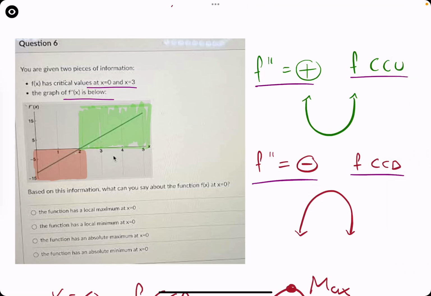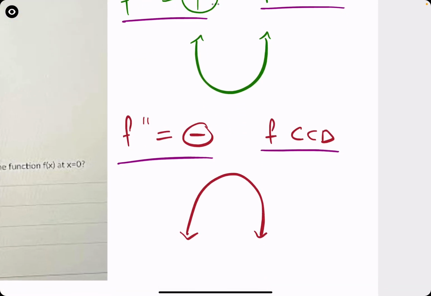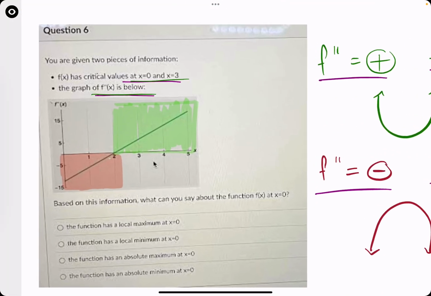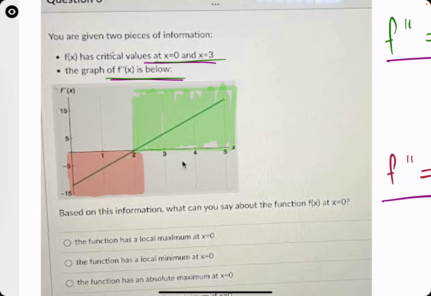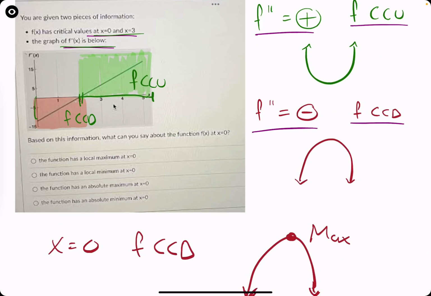Alrighty, so in this problem they say f has critical values at 0 and 3, and the graph of f double prime is shown. We know that when f double prime is positive, f is concave up. When f double prime is negative, f is concave down. Which means, on this graph, wherever f double prime or the y values are positive, that means that f is concave up for this stretch of x values. And likewise, from 0 to 2, that means f is concave down, because f double prime is negative.